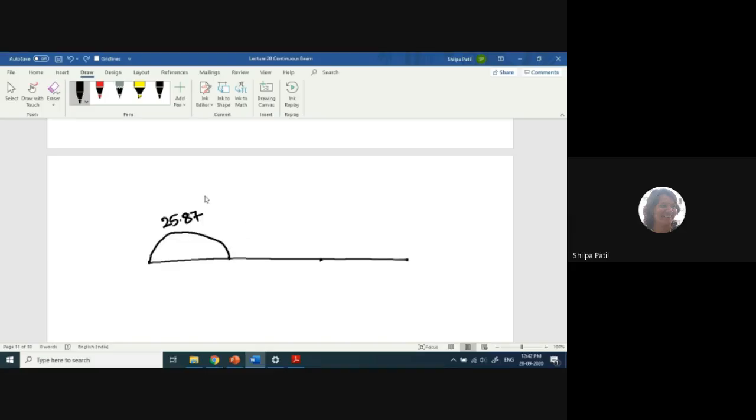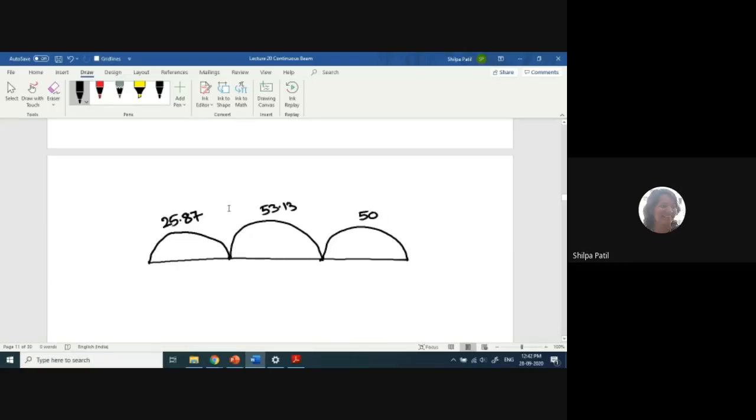So for the next span, for span BC, again WL square by 8. What is the value? 53.13. Okay. And for CD, 50. Okay, so these are the free moments.